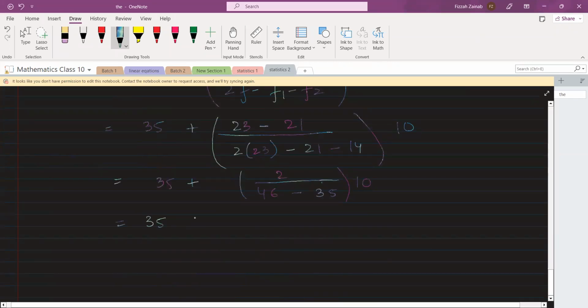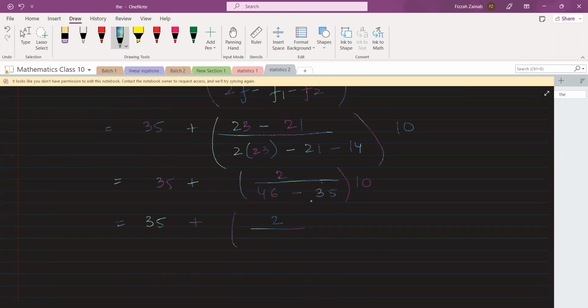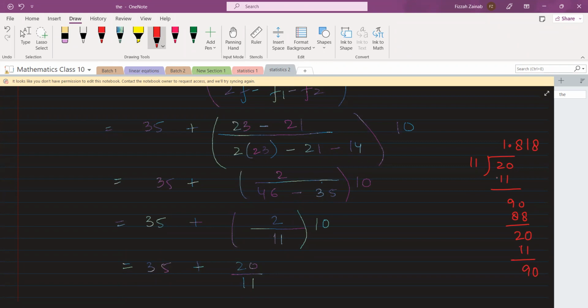So this is 35 plus 2 divided by, how much is this? 46 minus 35 is 11. So 11 into 10. So this is 35 plus 20 divided by 11. This calculation you can do separately, 20 divided by 11. 11 into 1 is 11, so 20 minus 11 is 9. It becomes 90, and 11 into 8 is 88. This becomes 2, make it 20. 11 into 1 is 11. Then again you have a 9, it becomes 90, and 8. We can find up to 3 places of decimal, because our mean is up to 3 places of decimal. That is why. So that is 35 plus 1.818.